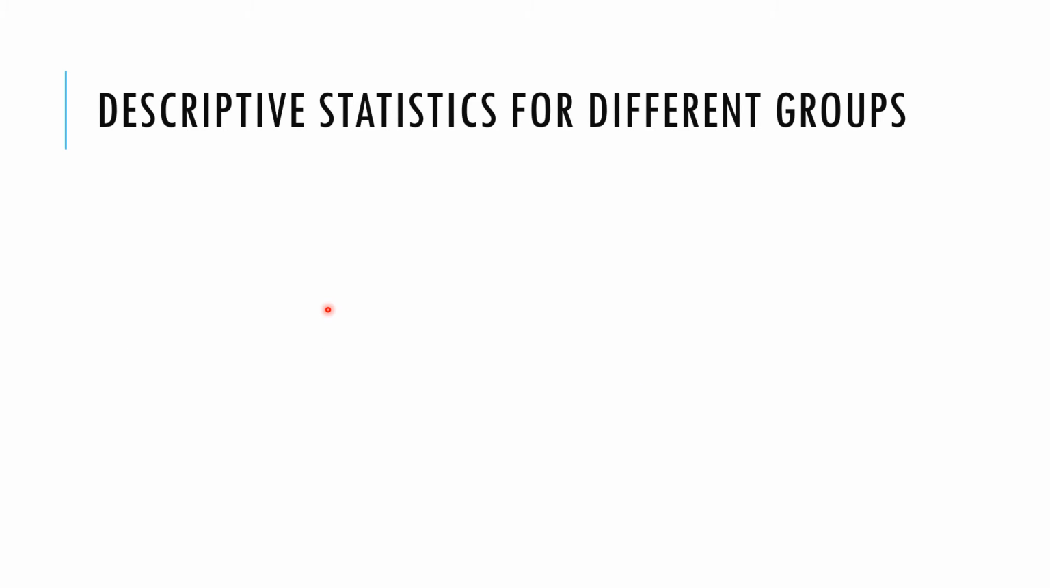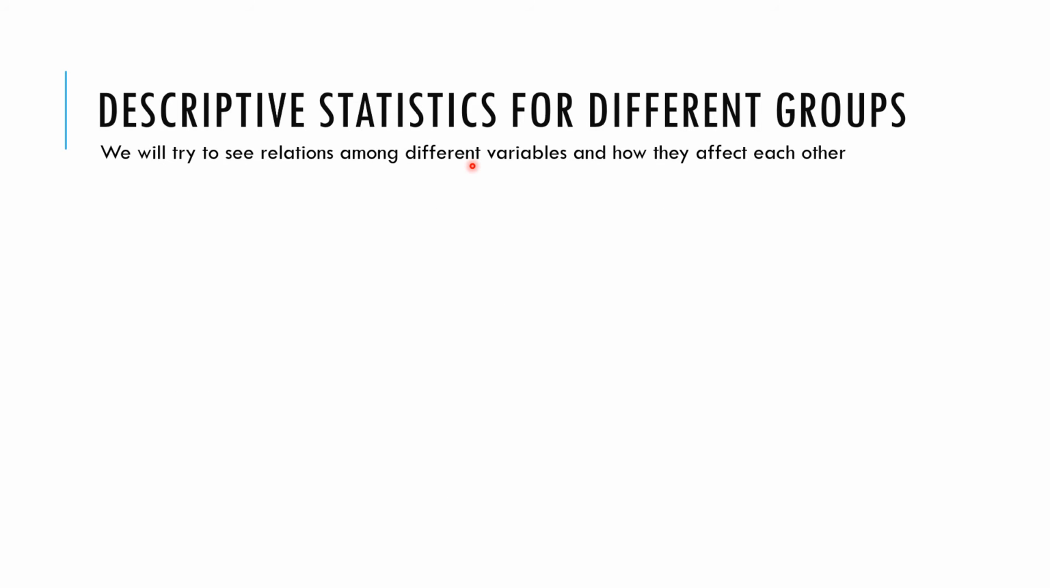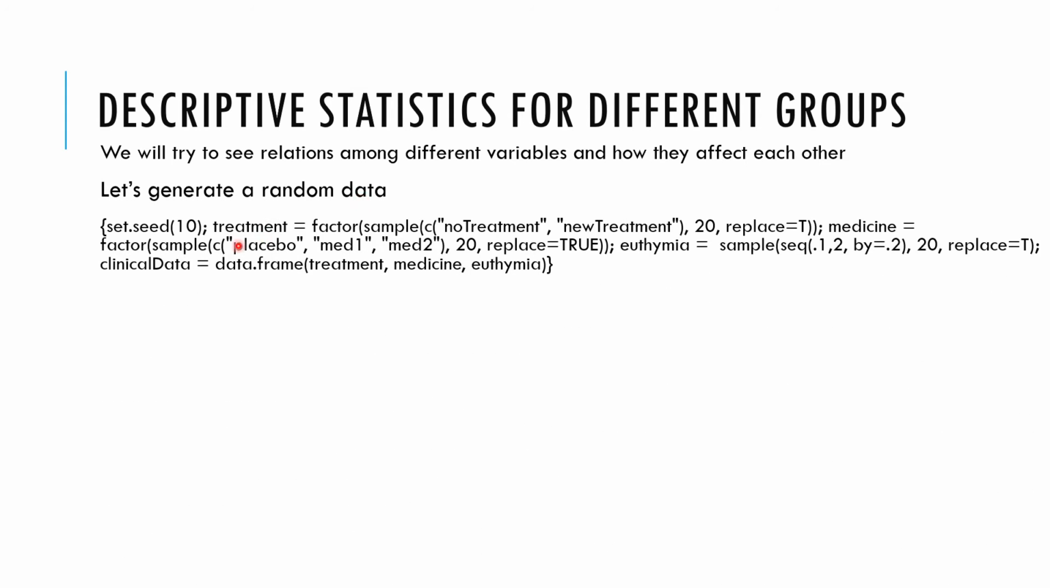So let's look at descriptive statistics for different groups. We can also see the relation among different variables in a data set. For that, we will create a random data set. I have just created a random data set, with a seed for reproducibility. It's basically clinical trial data that I've randomly generated here using R. So treatment means no treatment or new treatment. Medicine means placebo, medicine 1, medicine 2. Placebo means no medicine given.